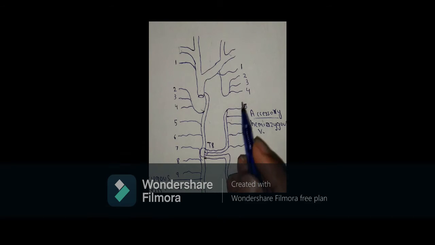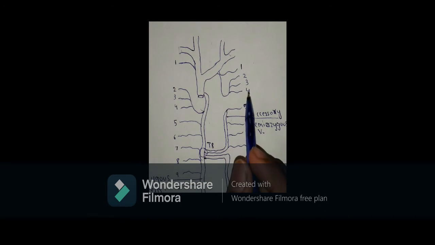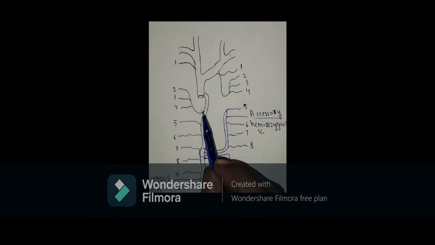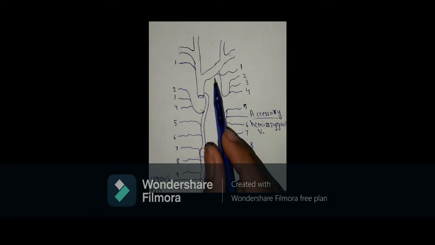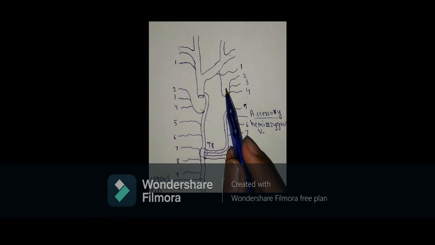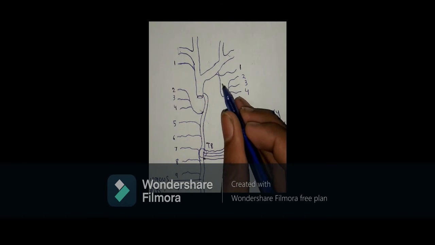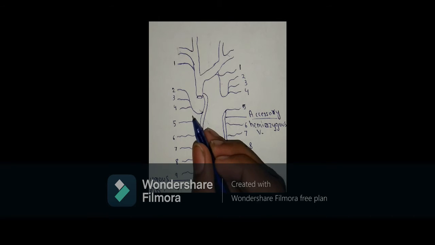Now, we notice that the second, third, and fourth posterior intercostal branches on both sides, the left and the right, drain into a common vein. So this vein, which gives the left and the right second, third, and fourth intercostal branches, is called the left superior intercostal vein and the right superior intercostal vein.